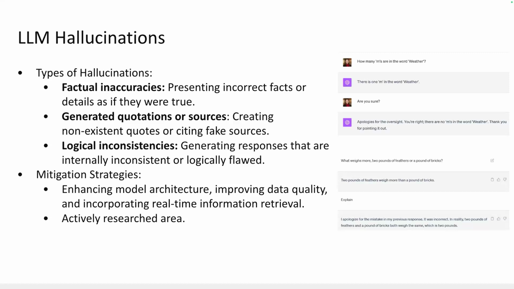Addressing these challenges requires robust mitigation strategies, and enhancing the underlying architecture of the model is a primary step, as is improving the quality and diversity of the training data. Incorporating real-time information retrieval such as RAG can also help in a lot of these cases of hallucinations. But this is a very ripe area for research, right? There's a lot of ongoing work focusing on improving the robustness of the models and decreasing those hallucinations.